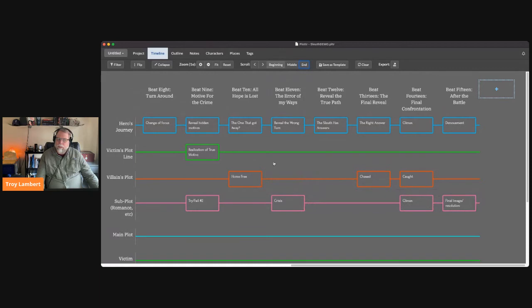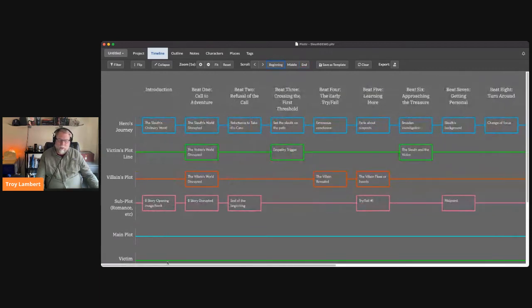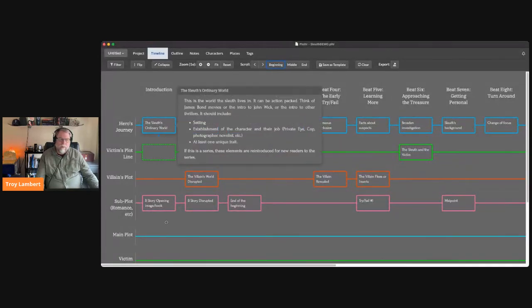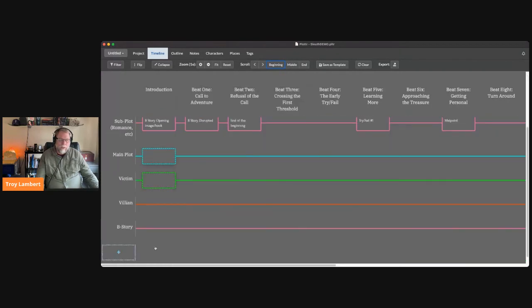Now, what I wanted to talk about is one more thing, because this is rather a quick demo, I understand that, is how do I actually use this? So we've got these scene cards here, and that's great, but this is the pattern for my story, but it's not my story itself. So I create my own plot lines down here that are the main plot, the victim, the villain, and the B story.